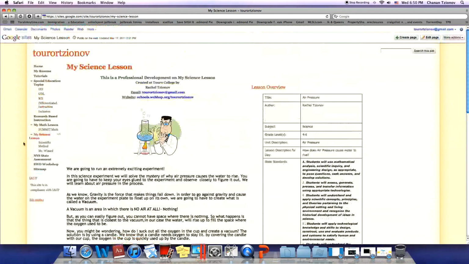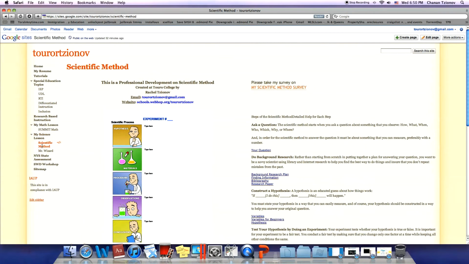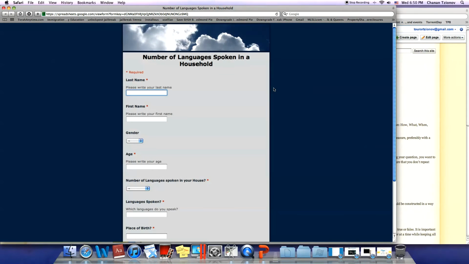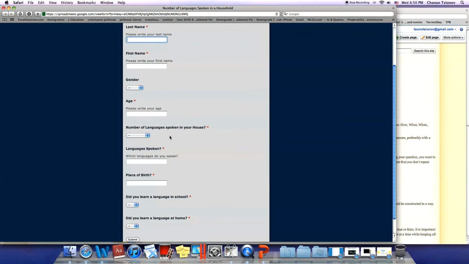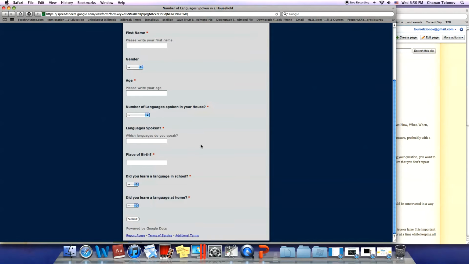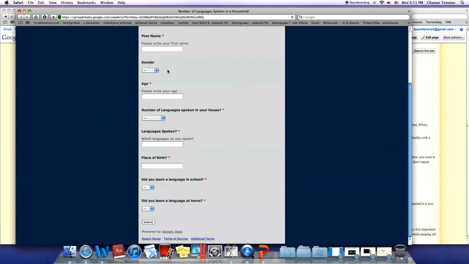Let's continue. On the left hand side, you will see scientific method. On the right hand side, the first thing you will see is my scientific method survey. It was about the number of languages spoken in a household. Each person would fill out the information, and it would go straight to a spreadsheet. I would gather the information and make a conclusion based on what I received. This is excellent for children to do as well.